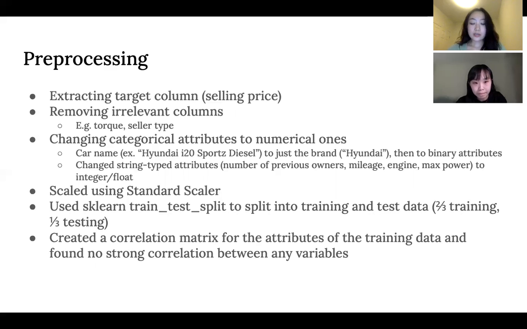We then scaled our data using standard scaler, and used train test split to split the training data and test data into about two thirds and one third. Then we created a correlation matrix for the attributes of the training data to see if there's any correlation between any of the variables, but we found no strong correlation.